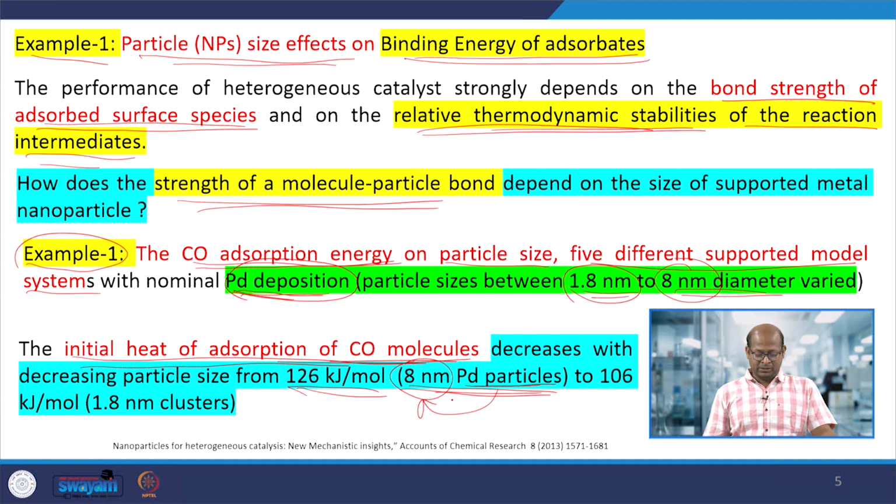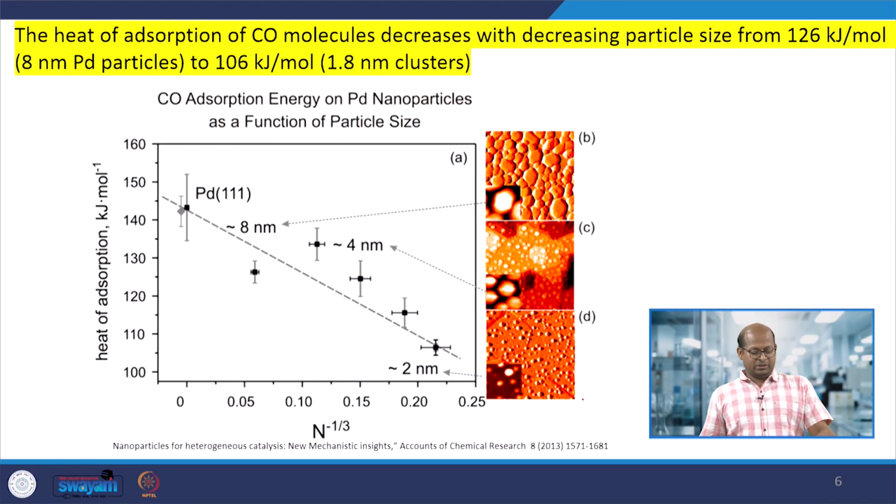When the palladium particles are converted into 1.8 nanometer clusters, the adsorption energy of CO2 molecules decreases, from 126 to 106. Here you can see the different particle sizes: this is 8 nanometer particles, this is 4 nanometer particles, and this is approximately 2 nanometers of the palladium nanomaterial that was prepared for the CO2 adsorption study.